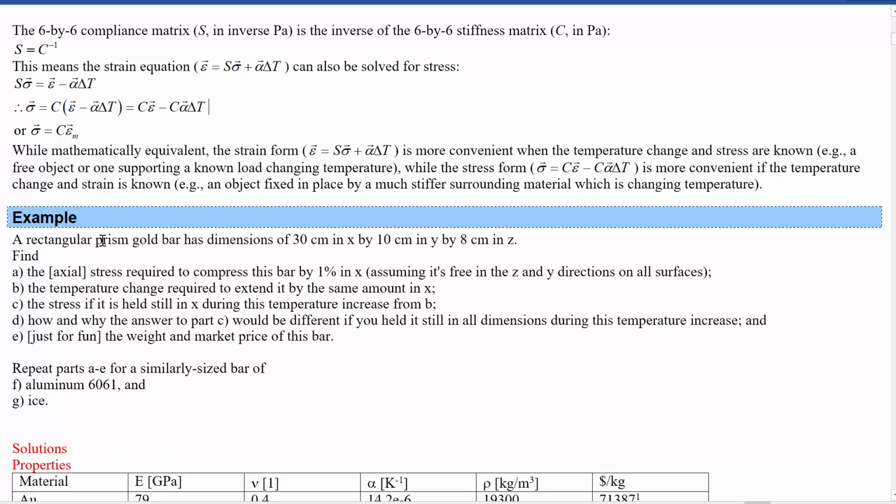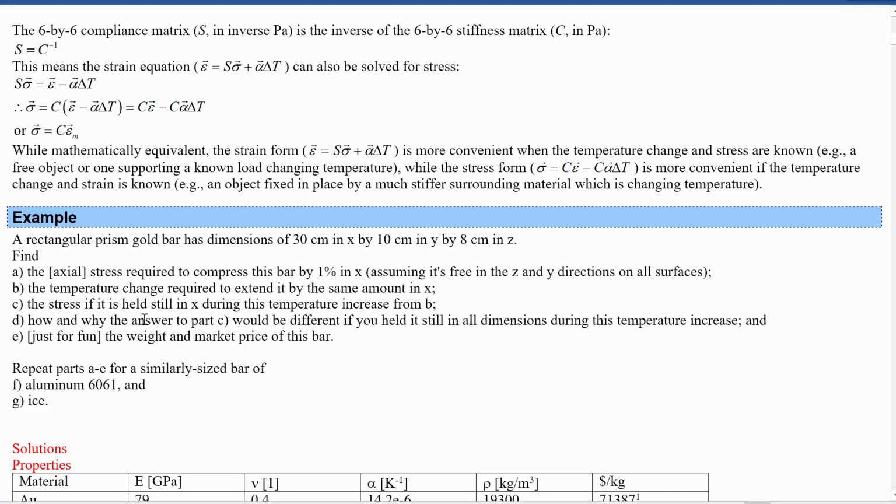Suppose a rectangular prism gold bar has dimensions 30 centimeters in X by 10 centimeters in Y and 8 centimeters in Z, and we want to find the axial stress that's required to compress it by 1% in X, assuming it's free in the other directions, the temperature change that's required to extend it by this amount in X, and the stress if it's held still in X during this temperature increase instead. So imagine if we hold it still in X, we don't let it increase, then how much? We don't get strain from the temperature increase, we'll just get stress.